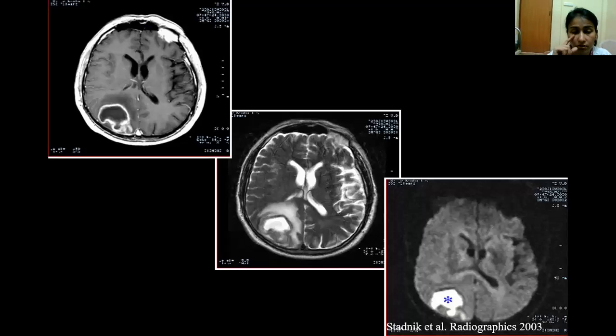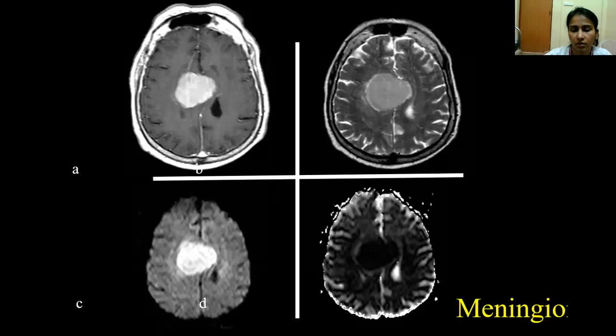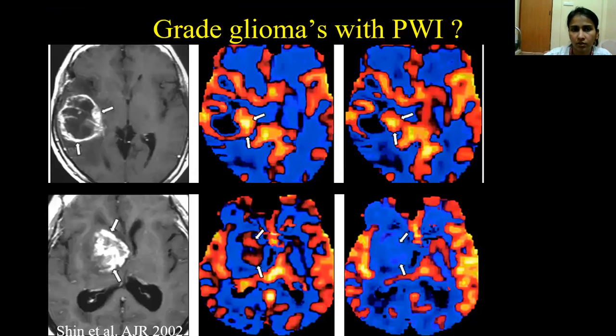So this is a ring enhancement that is seen. Again, these are the peripheral enhancement. This is the homogeneously enhancing lesion. So, crossing the midline, meningioma. This again is an extra-axial lesion.